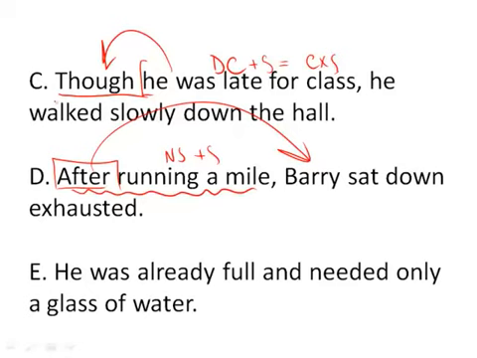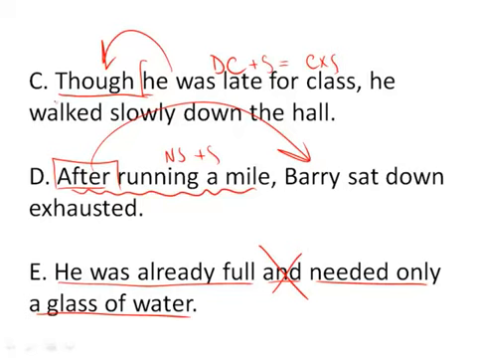Finally, there is E. He was already full and needed only a glass of water. Now, my question is, is E a complex sentence? And you may pause, you may think, you may look, and you may say, yeah, because I said something about conjunctions. The thing is, we always want to make sure that we are combining, when we have a complex sentence, a dependent clause and a separate sentence. He was already full and needed only a glass of water. This sentence, however, is not complex.